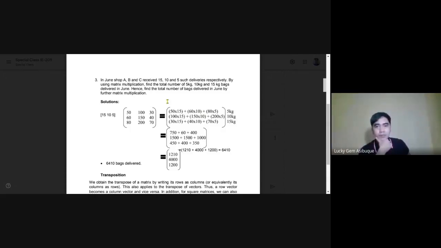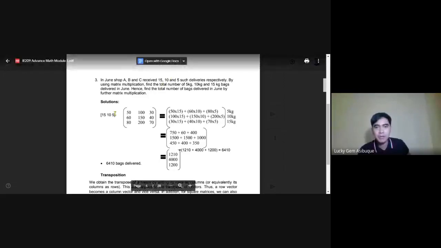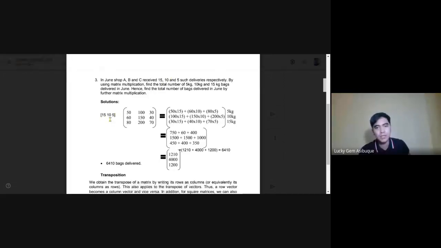Kaya napansin nyo guys, yung mga number of deliveries, isa siyang vector. Ayan, 15, 10, tsaka 5. Okay? Samantala itong 50, 130, hanggang 70, hindi siya binigay sa problem pero nasa solution. So, more likely, given din ito. Okay? So, halimbawa sa 5 kg, merong mga 50, okay? 50 bags, 100 bags, 30 bags. Tapos under naman kay 10 kg, merong 60, 150, ganun yan guys. Ayun yung ibig sabihin niya.